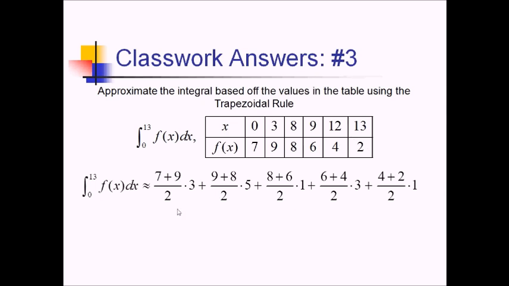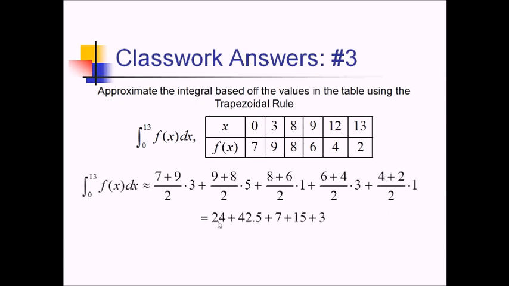Simplifying a little bit more here, this is going to be 8 times 3 is 24. This is going to be 17 over 2. That's going to be 8.5 times 5. That's going to be 42.5. Then this is going to be 7. This over here is going to be 5 times 3 is 15. And over here we've got 3.